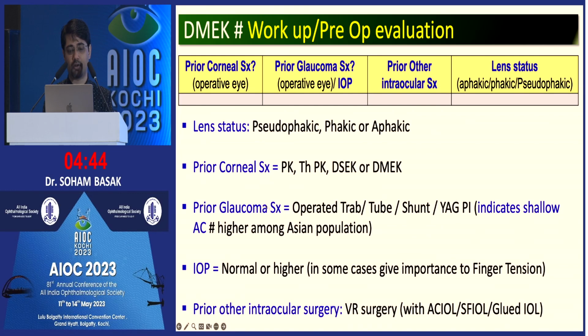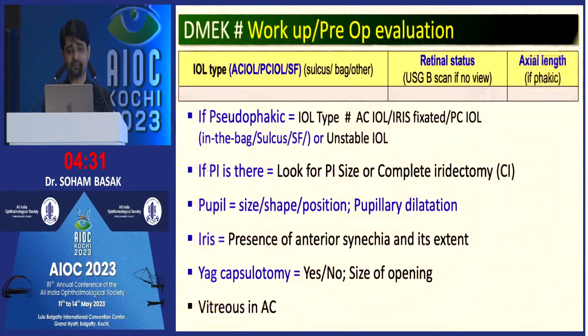In prior glaucoma surgery, it would be good to keep them on the anti-glaucoma medications and record the intraocular pressures, and also make a note of any prior intraocular surgery. If pseudophakic, you have to make sure that the IOL is well-centered and stable, and also check the patency of the PI from any prior glaucoma procedures that might have been done.